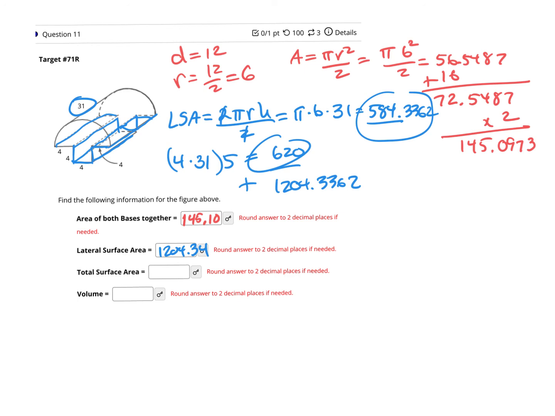So I'm going to take that plus 145.1, and I'm going to end up with 1349.44. And then the volume.